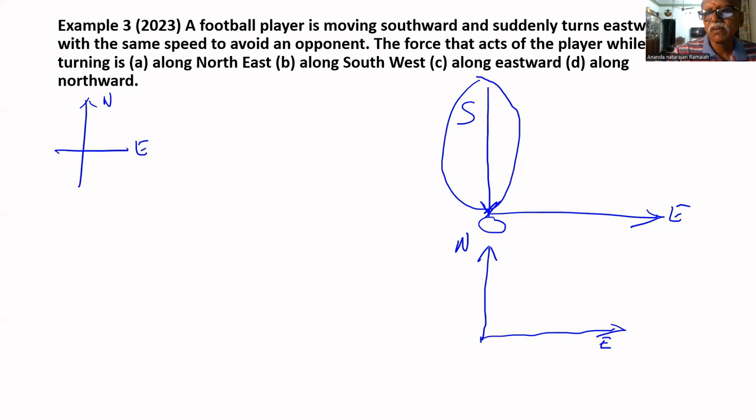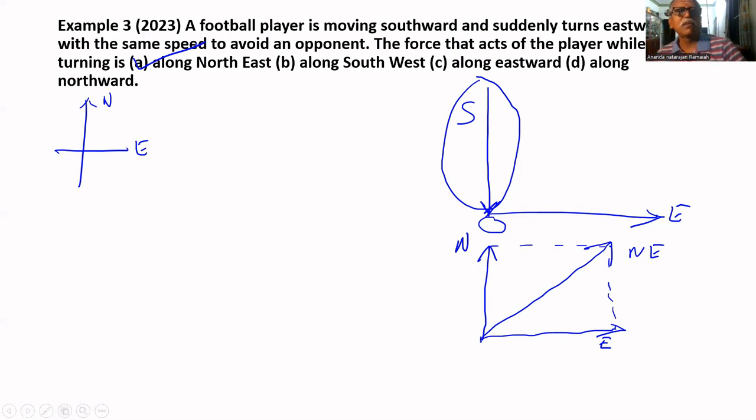So what is the resultant of this? To find the resultant, draw a parallel line to this, and a parallel line to this. Then this is the resultant. That is north, east. So A is the answer: the force that acts on the player while turning is along northeast.